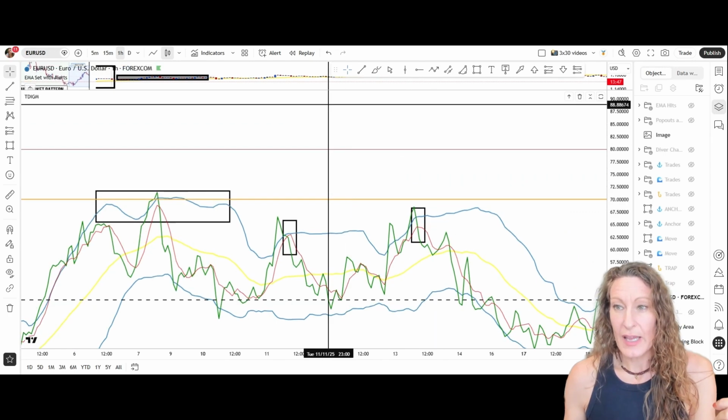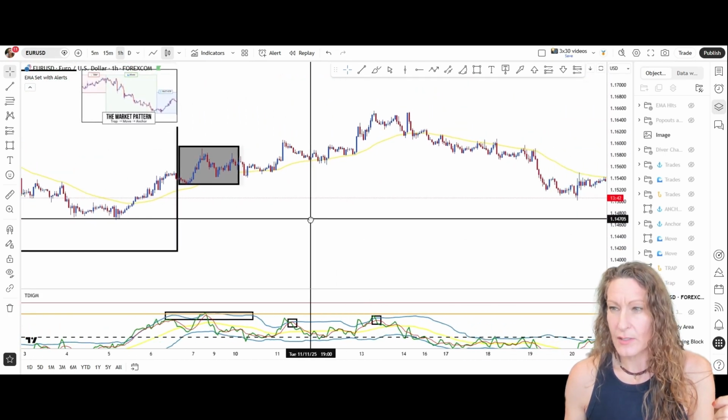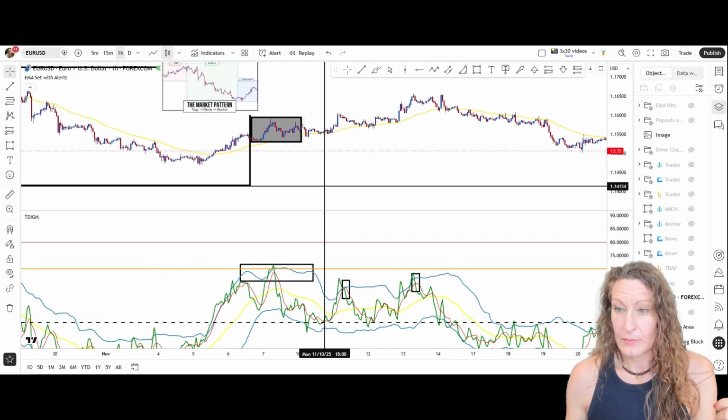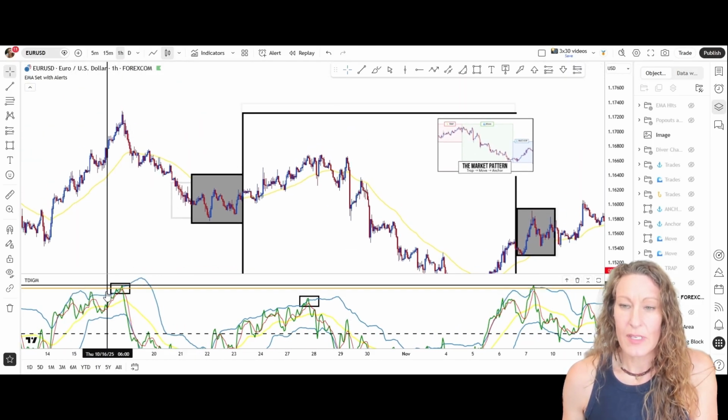So let's go see how that worked out off of just TDI. Oh, and we're outside of our window. Shucks. Let's go in our window and find one. Okay. So can we see here that price came up to this high?